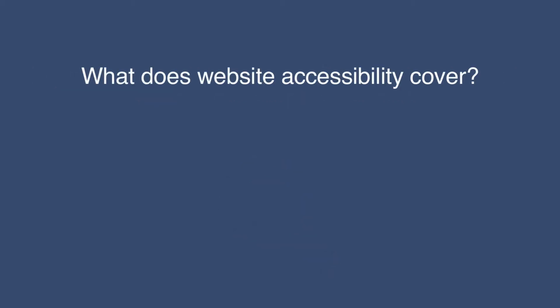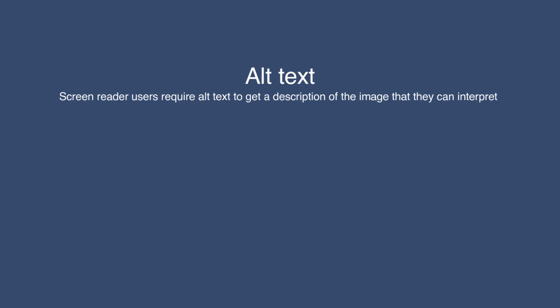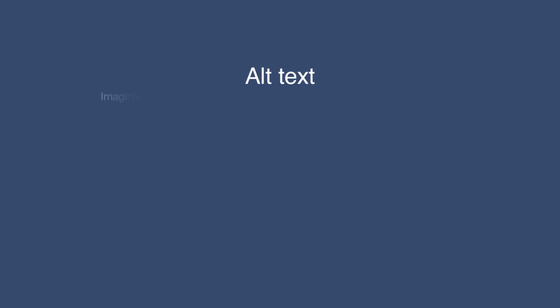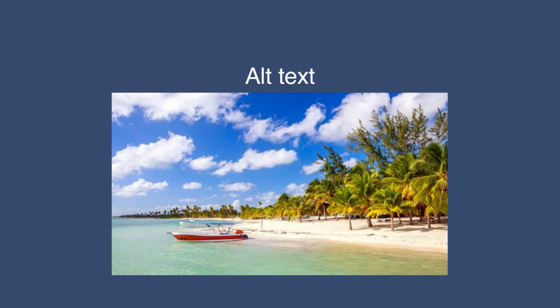What type of things does website accessibility cover? Let's take a look at 4 key areas which impact users who access websites via screen readers. Alt text. Alt text is used on a website to describe the appearance and function of an image. Users who access a website via a screen reader require images to have alt text, so the device can give them an accurate description of the image, which they can then interpret. Imagine you're describing the image over the telephone. This is the text to use for an image's alt text. For this image, the alt text could be set to beach with palm trees and boats in the water.